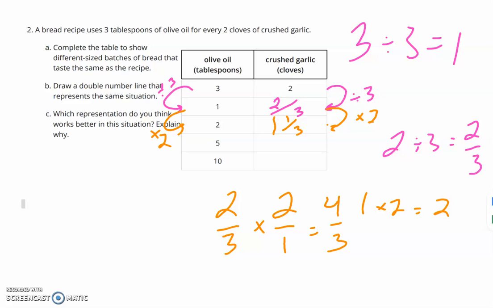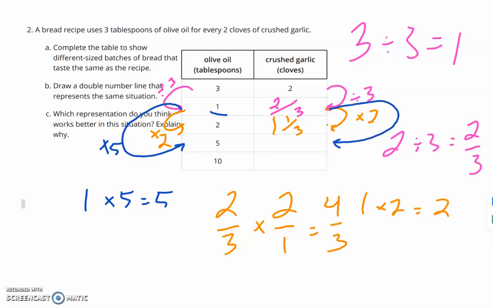1 1/3 cloves garlic for 2 tablespoons. Now I'm trying to go to the 5. I can try and go from the 2 to the 5, or from the 1 to the 5, or from the 3 to the 5. I think going from 1 to 5 is our easiest bet, because I know that 1 times 5 equals 5. So we're multiplying by 5, and since we did the 1 by 5, we have to do the 2/3 by 5. 2/3 times 5.